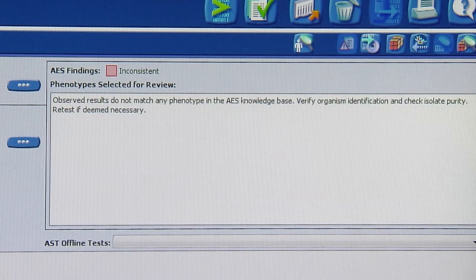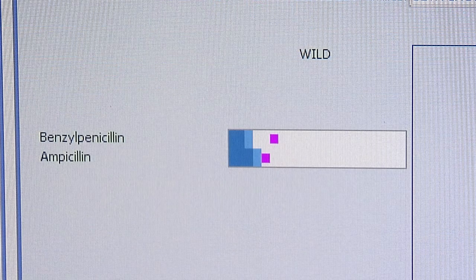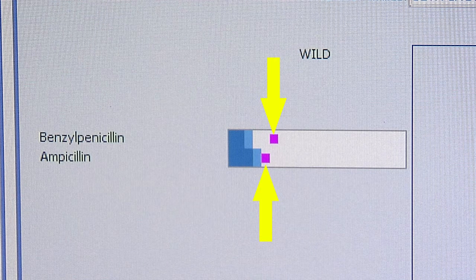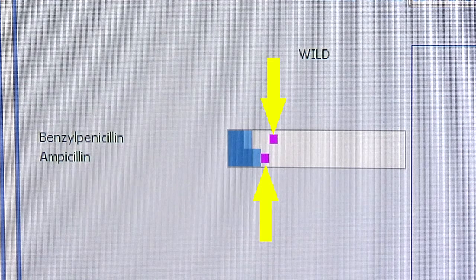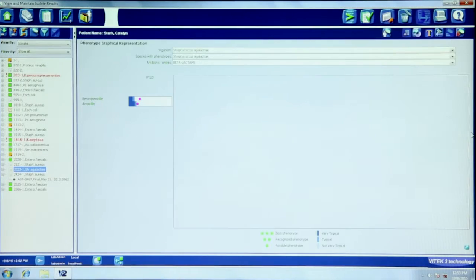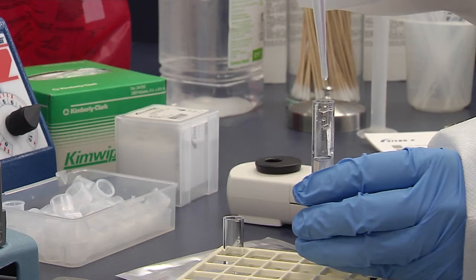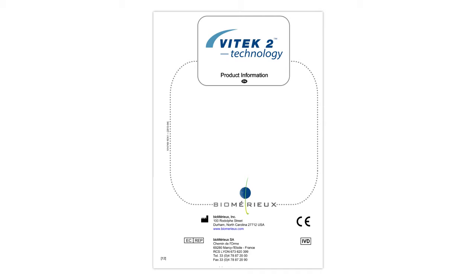The red indicator also suggests that there may be a technical problem with the result, or that the organism is expressing a phenotype not present in the AES knowledge base. In the case of a red indicator, at least 2 out-of-range MICs or tests are present, or multiple correction possibilities exist. The first thing to consider when troubleshooting is how the test was performed. Did the technologist follow the manufacturer's recommendations in the Vitek 2 Product Information Manual? Consider the following technical issues.